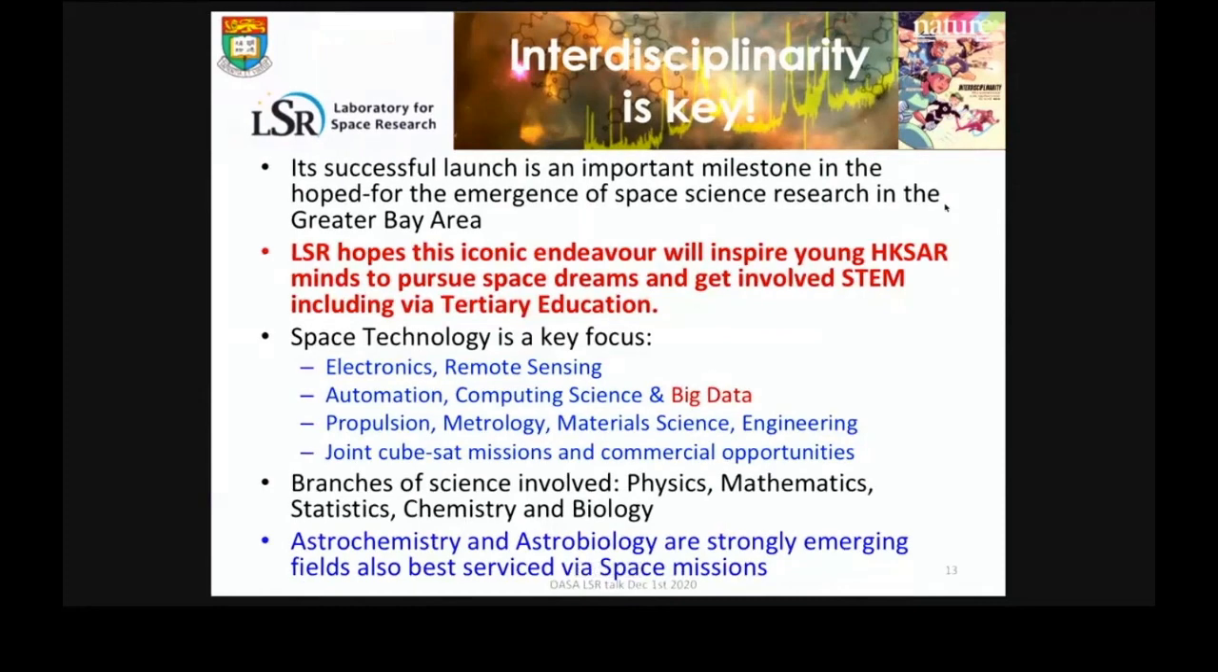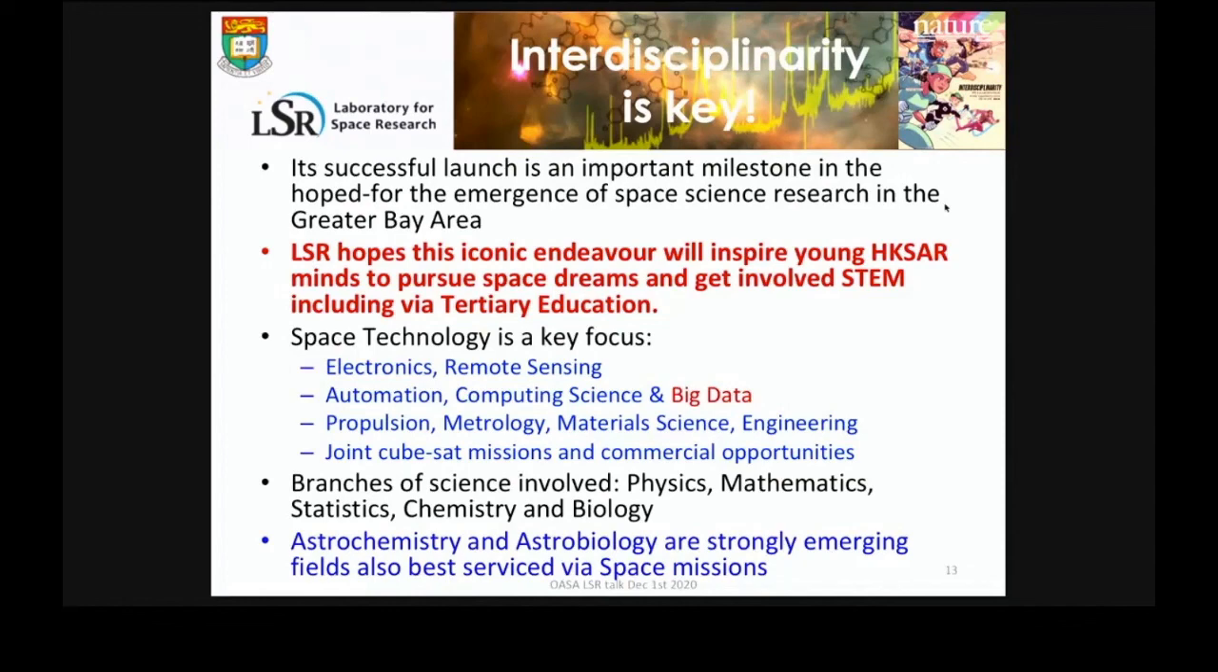But basically, interdisciplinarity, as I said, is the key. Modern space science and astrophysics is all around the interconnection between all kinds of different scientific disciplines. We're talking about electronics, remote sensing, automation, AI, big data, computing, propulsion, metrology. Metrology means measuring things very accurately in terms of having good positions for all the equipment, material science, engineering, etc. So all of these things come together in a heady mix of high technology and brain power to actually create some of these missions that we're talking about.